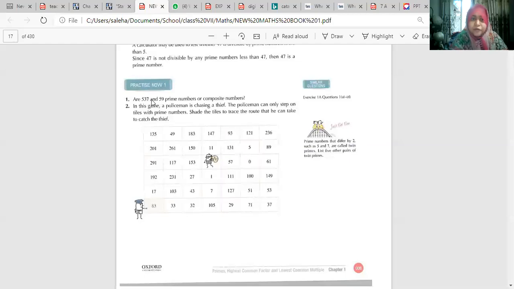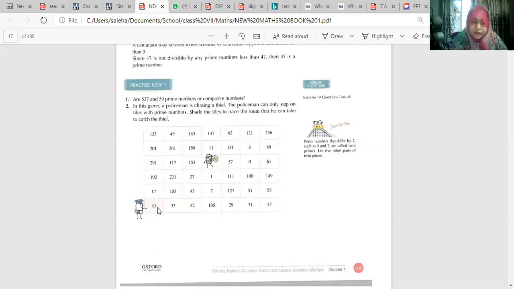Okay, the first one is 5, 37 and 59, prime or composite. If you are done learning your prime numbers till 100, you can easily answer this one. And for this one, you need to apply the rules to see whether it is divisible or not. Then here is a game that we have, one by one. We have to check every number, starting from this number, because it's a policeman that's chasing this robber. So let's see how quick we can go.